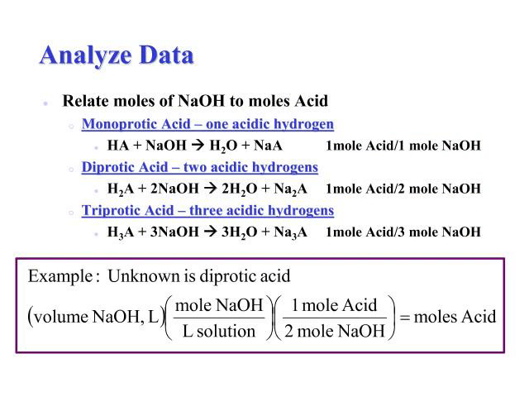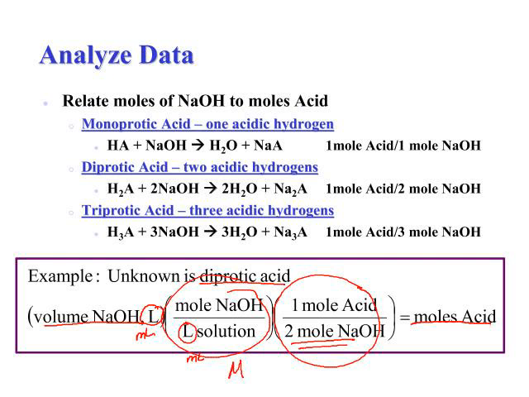Once you have solved for your moles of sodium hydroxide, again, here's a typical equation. If you had a diprotic acid, you would take your volume of NaOH that you used. Right now they're showing it in liters, but it just as easily could be in milliliters. This is your molarity of your NaOH. Then your mole ratio between the NaOH and the acid. Even if you have a monoprotic acid, you still need to show this mole ratio.